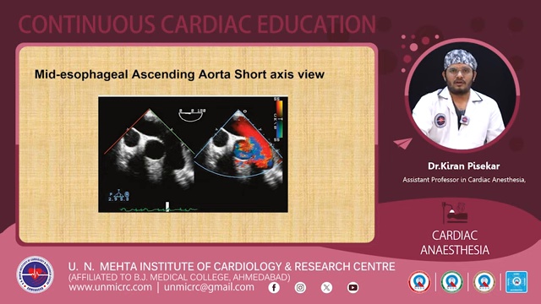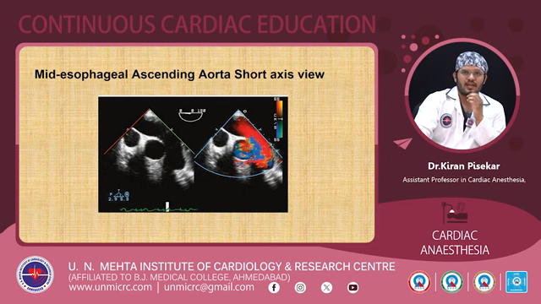Then we have this upper mid-esophageal ascending aorta short axis view. It is somewhat an upper esophageal view also. Here we can see the SVC, the aorta, and this is the main pulmonary artery dividing into the LPA. So here we can see the superior vena cava in the short axis view.